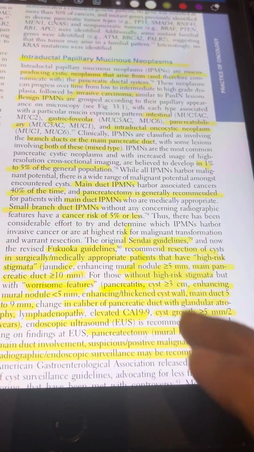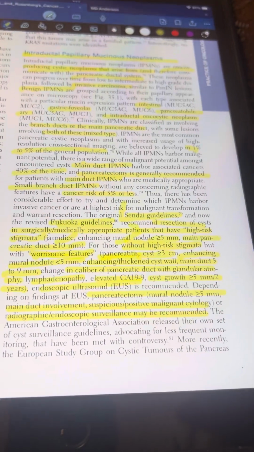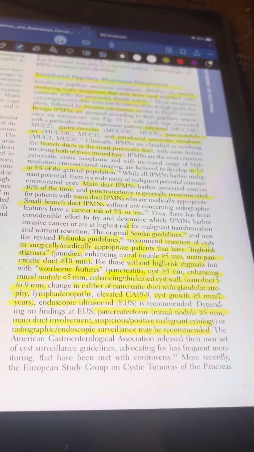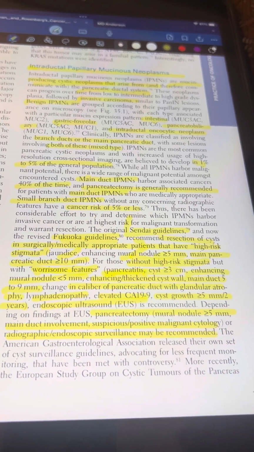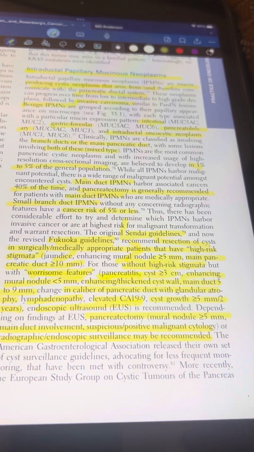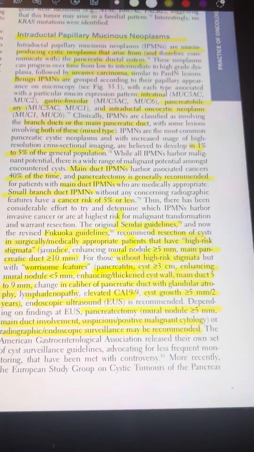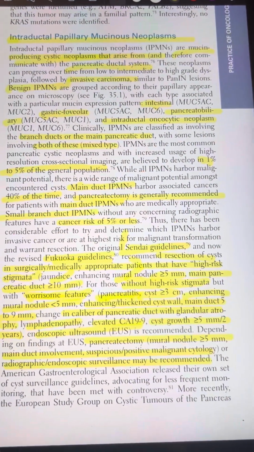that is for mural nodule of more than 5 mm, main duct involvement, suspicious or positive malignant cytology, or radiographic and endoscopic surveillance may be recommended. The American Gastroenterological Association released their own set of cyst surveillance guidelines advocating for less frequent monitoring, and they have been met with controversy.